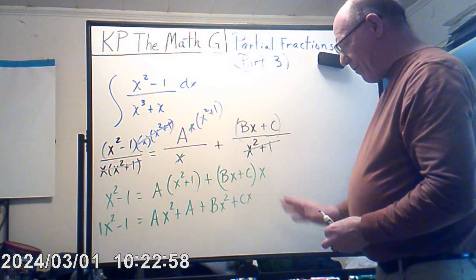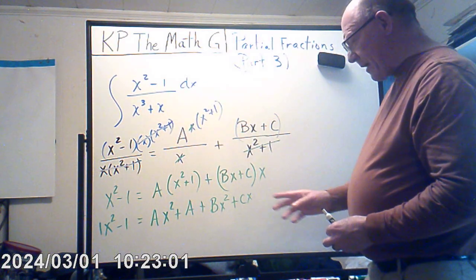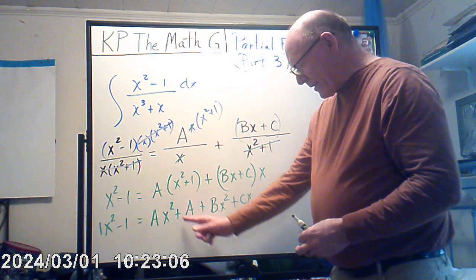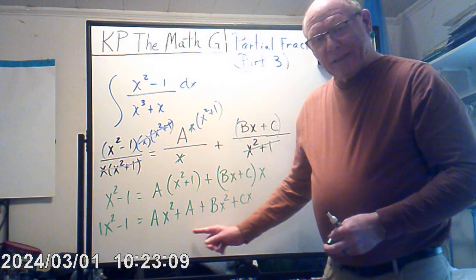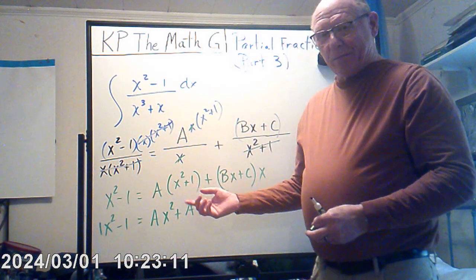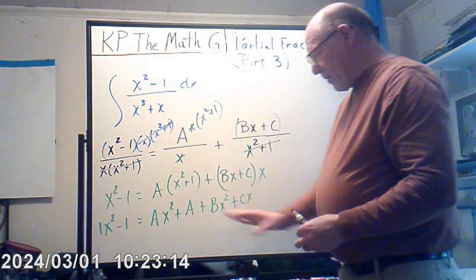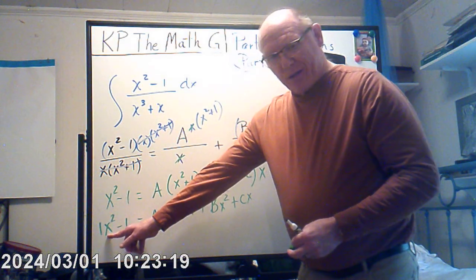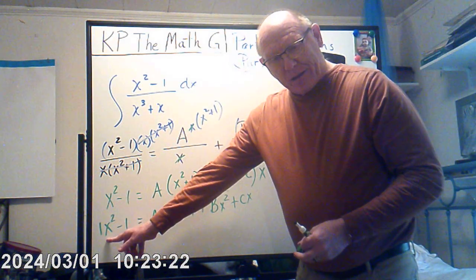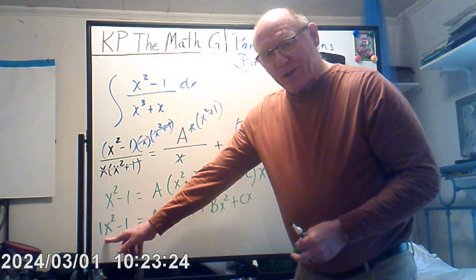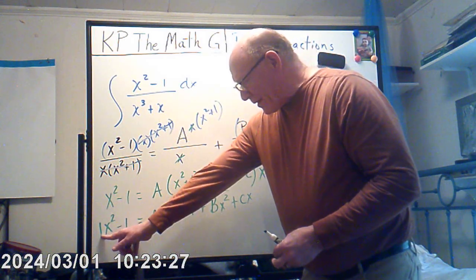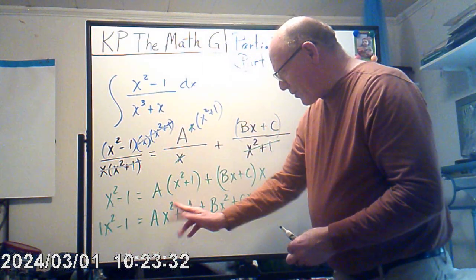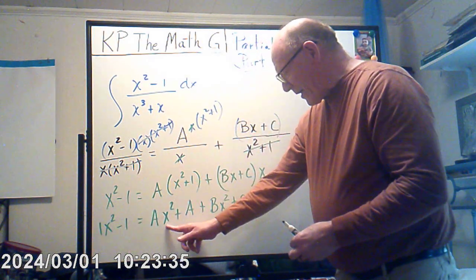Now, what I want to do here is collect my x squares, my x's, and this is just a number. This is just a constant, isn't it? There's no x with it, so it might as well be a constant. We're going to associate the squares on this side with the squares on this side, with the coefficients. So this 1 is going to be associated with this A and this B because these have squares.